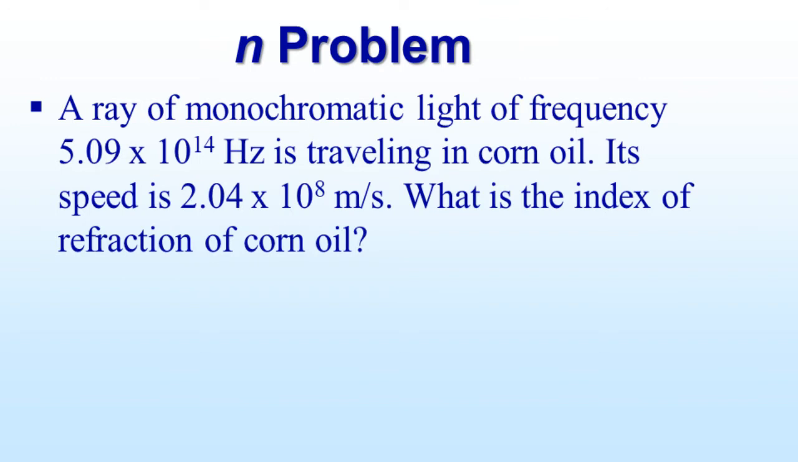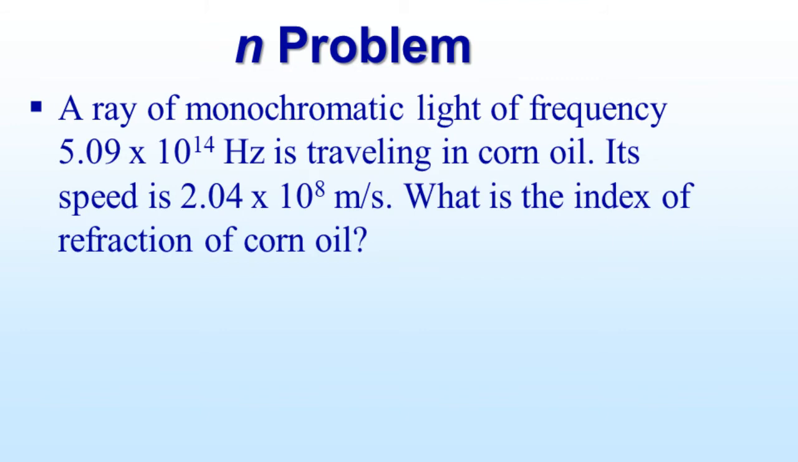We'll send a ray of monochromatic light, frequency 5.09 times 10 to the 14 hertz, through some corn oil. Now, you may remember that the frequency of light, that 5.09 times 10 to the 14 measurement, tells you what sort of light this is. This one in particular, you could look up on your reference table, that's yellow light, right in the middle of the visible spectrum. So we're good scientists, and we measure the speed that light's traveling, and we see that it's moving 2.04 times 10 to the 8 meters per second through that oil.